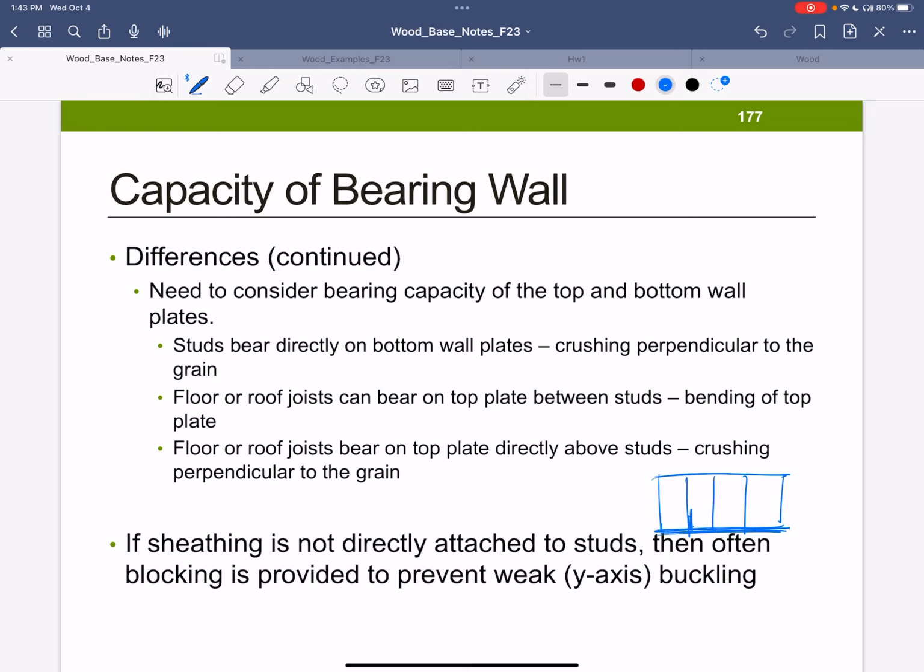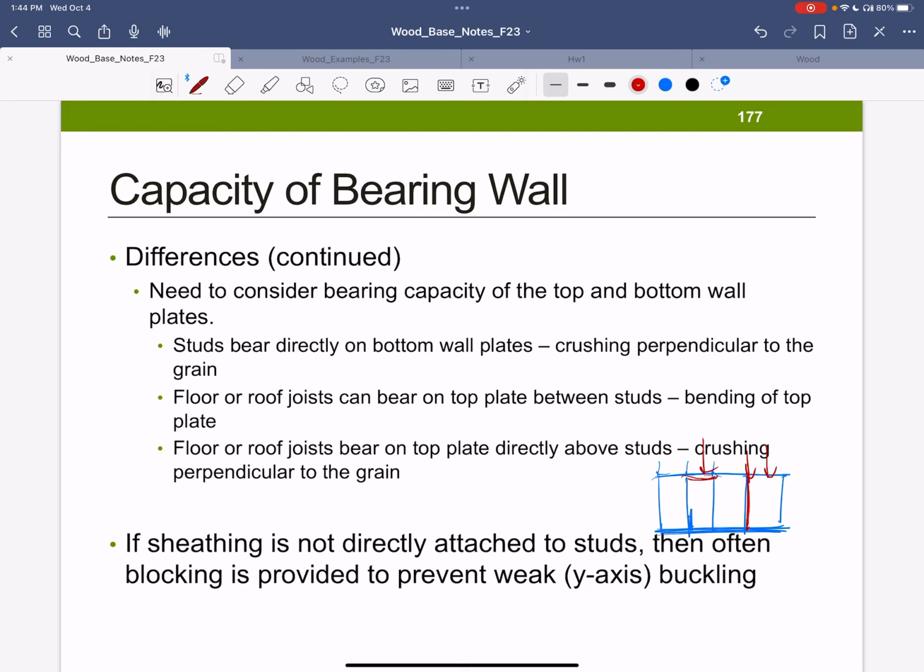And then the floor or roof joists could be bearing directly down on the studs, or they could be coming in between, right? So if they're bearing on the top plate between, that's going to be a bending of this top plate. If they're bearing directly onto the studs, that's now crushing of the stud. Okay, so those are the different things that can happen in a bearing wall.